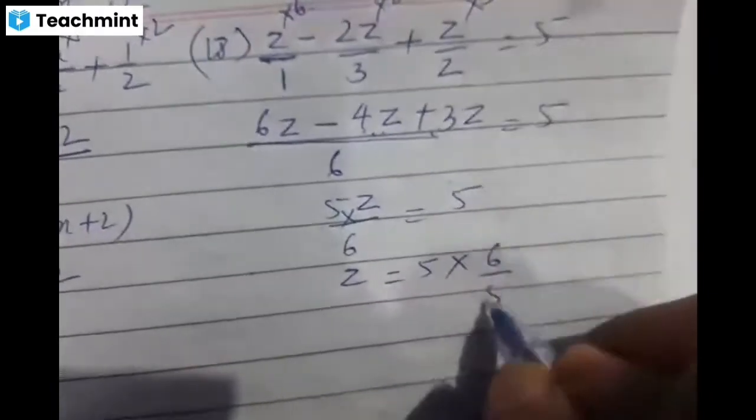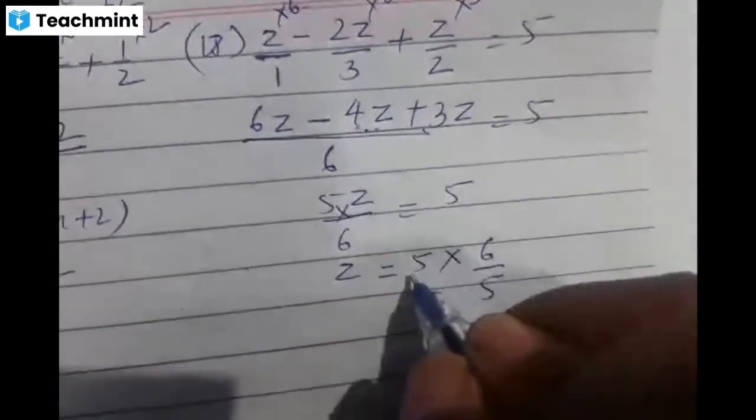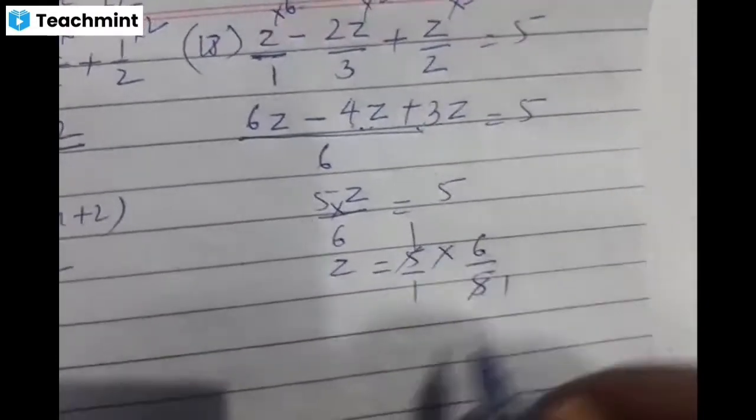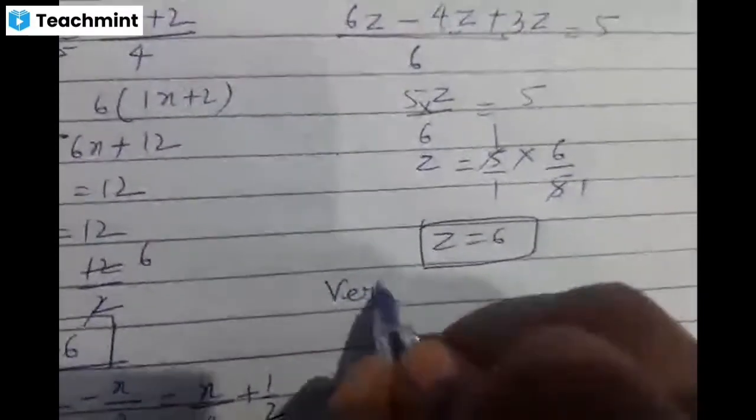When I take it to the right hand side, it becomes the reciprocal. 5 by 6 should be written as 6 by 5. Now you can cancel: 5 ones are 5, 5 ones are 5, z is equal to 6. Substitute the value while you are verifying.